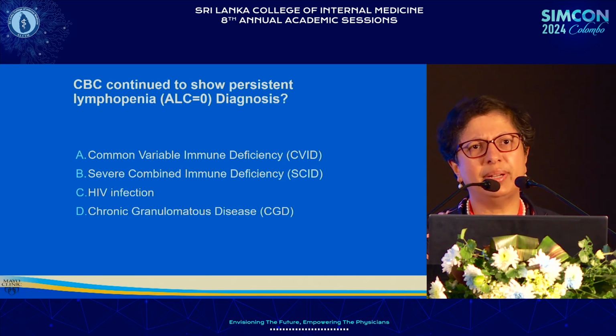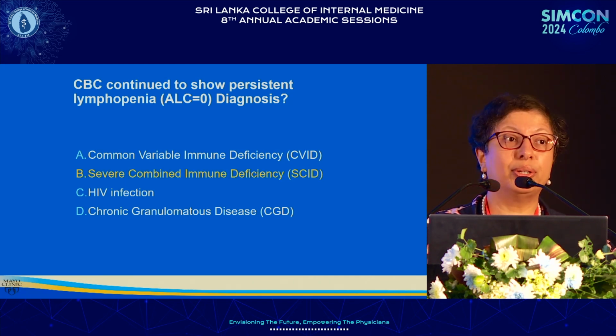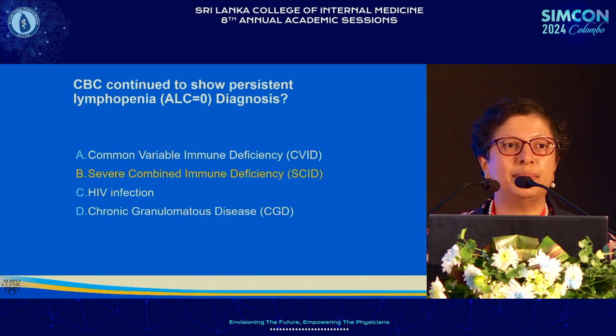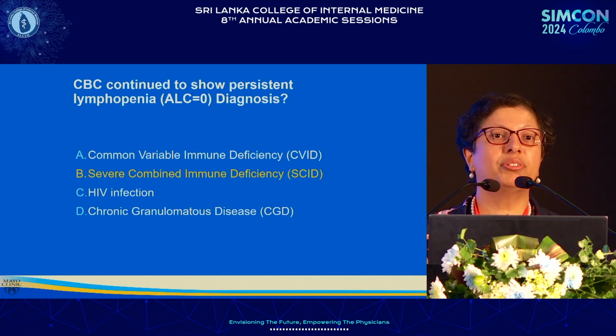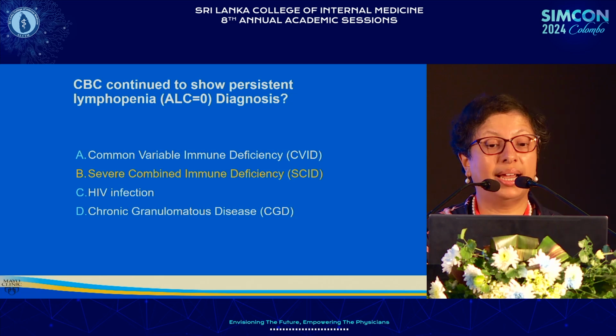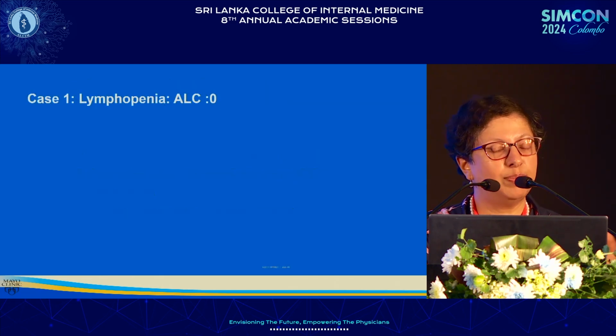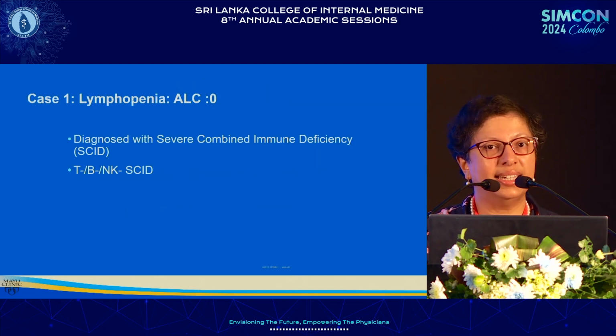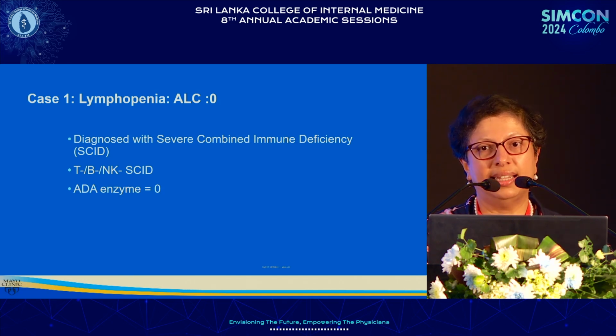So we were debating what kind of immune deficiency the baby could have. In the interest of time, I'll give you the answer. This is a very severe immune deficiency called SCID, severe combined immunodeficiency. This baby was diagnosed with SCID. He had no T cells, no B cells, no NK cells. The adenosine deaminase enzyme was zero.